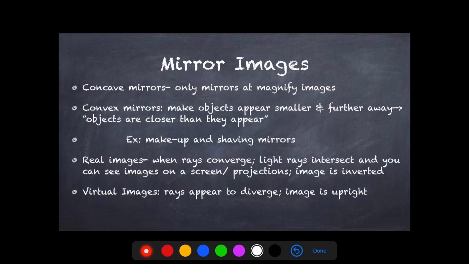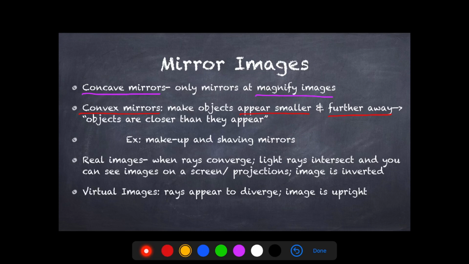So, mirror images. Concave mirrors are the only mirrors that magnify images, okay? So concave mirrors magnify the images. Convex mirrors make the objects appear smaller and further away. If you look at your car side view mirrors, you can see that it says objects are closer than they appear because of the way that the mirror is made. Same thing with makeup and shaving mirrors. They take your face and completely magnify it so you can see everything a lot clearer because of the way that they're made.